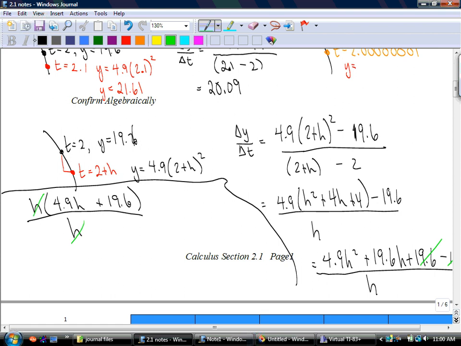And then the neat thing is you can say, as h becomes 0, the slope becomes 4.9 × 0 + 19.6. What's 4.9 × 0 + 19.6? 19.6. So the instantaneous velocity is 19.6 meters per second. And that's actually where the physics formula for final velocity comes from. It actually comes from this process that we just did.